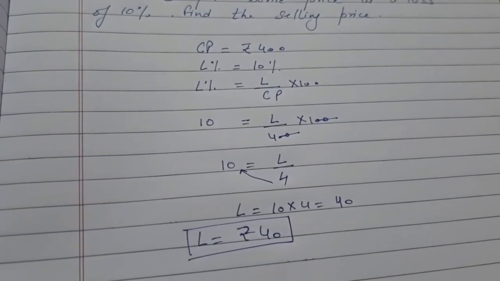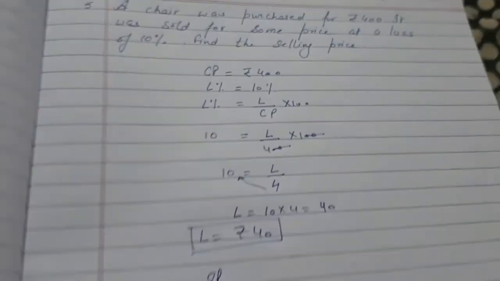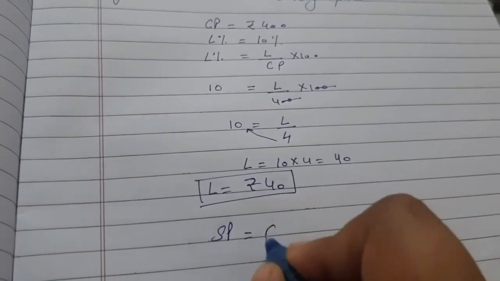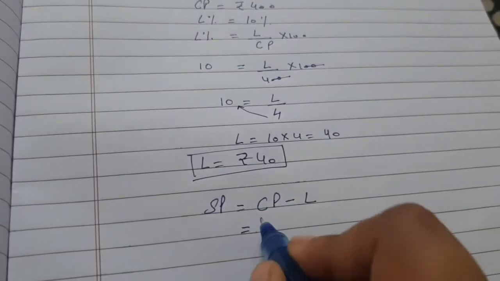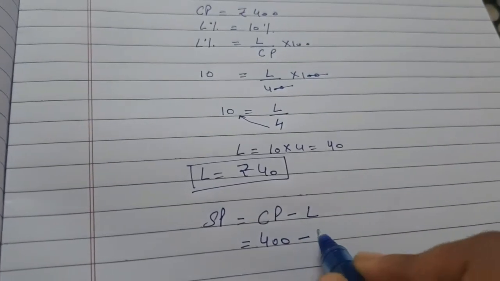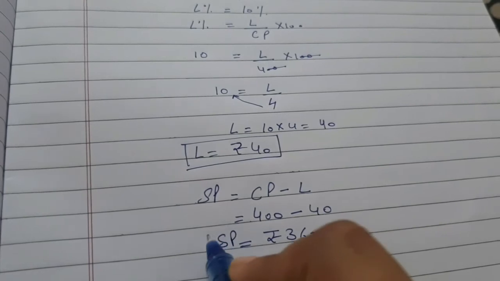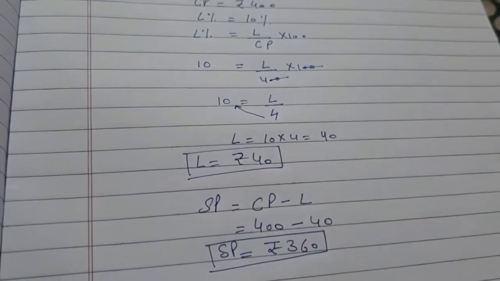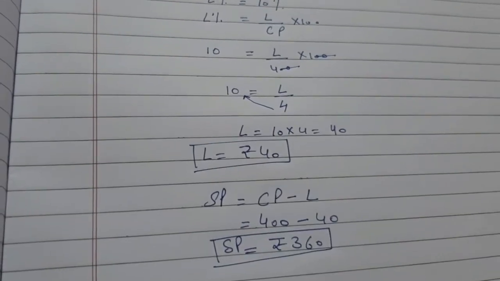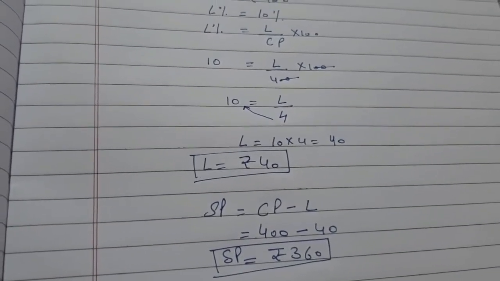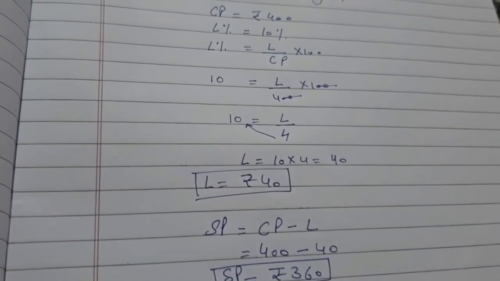Now we come to know about the loss. Now we can find out the selling price. So what will be the selling price? Selling price will be cost price minus loss. Cost price is 400 minus 40 rupees. So it will be 360 rupees. So this way you can use the basic formulas and find out profit, loss, selling price, cost price, whatever you are asked. I hope you understand this.